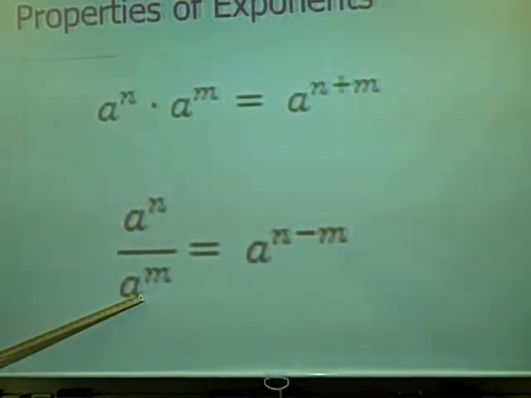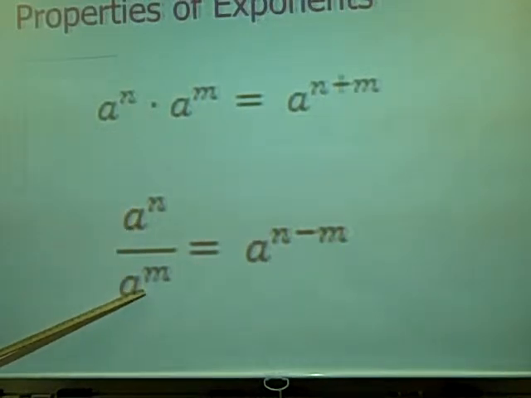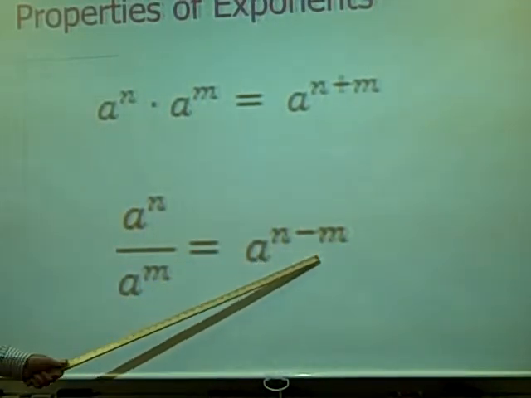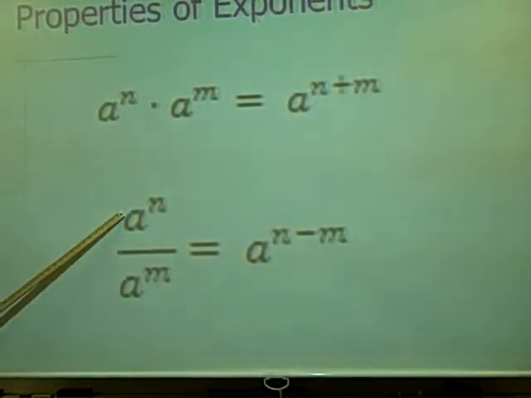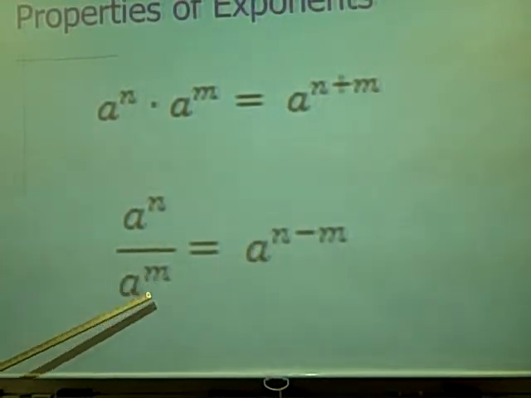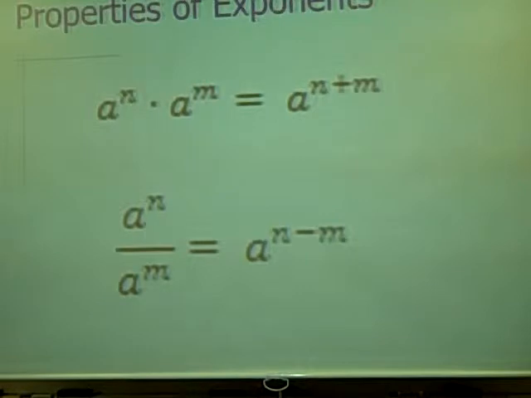When we divide, here we have a to the n divided by a to the m, we subtract the exponents. In the past, you may have been able to cancel, which works as long as the exponents are positive. But when the exponents are negative, that just falls apart. So the way you want to look at this is the first exponent minus the second exponent, and then look to see what your signs are and see if you're going to add or subtract from there.